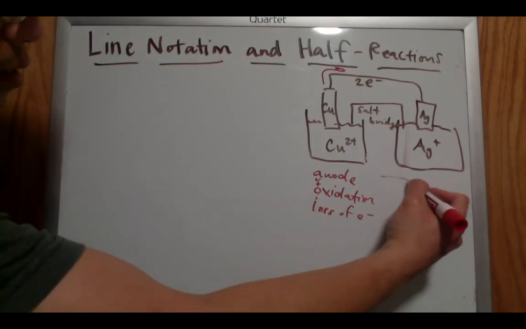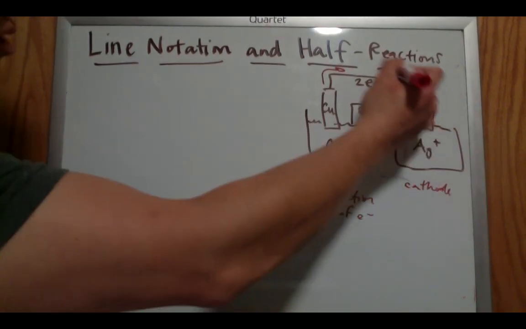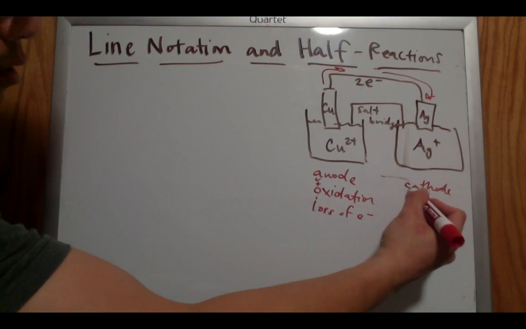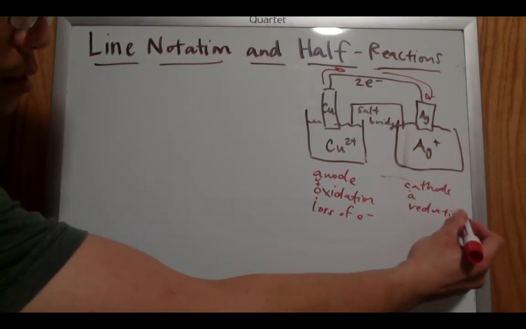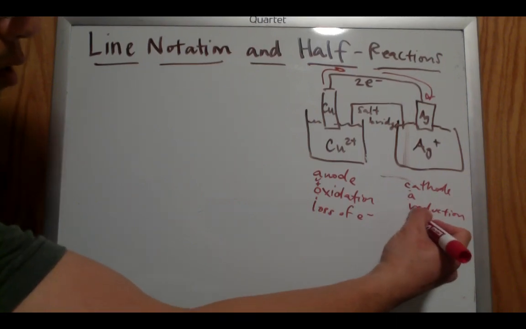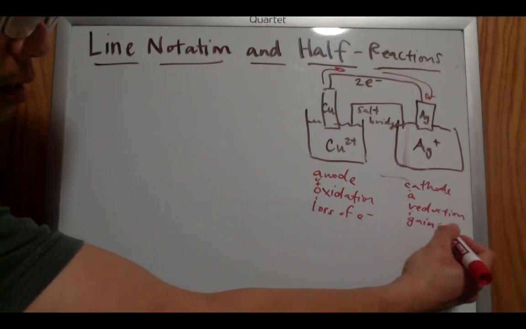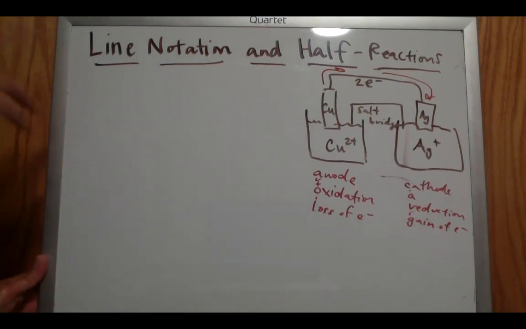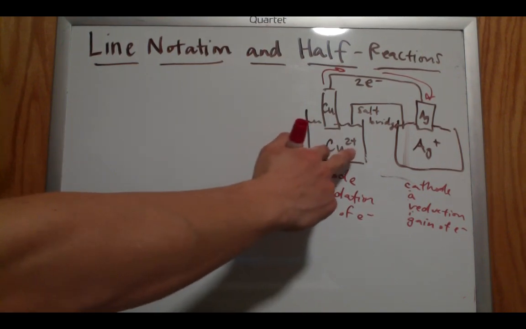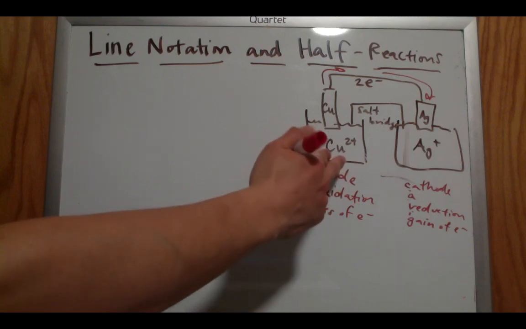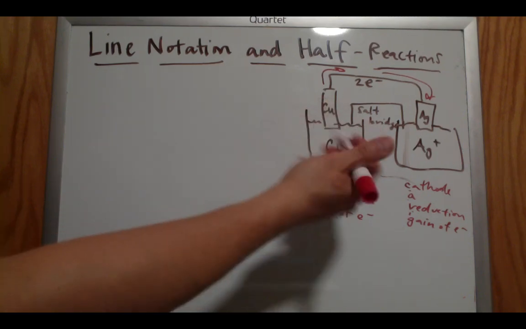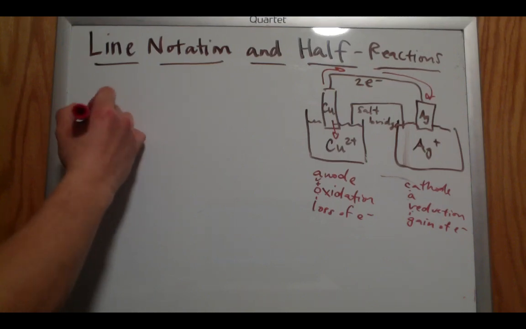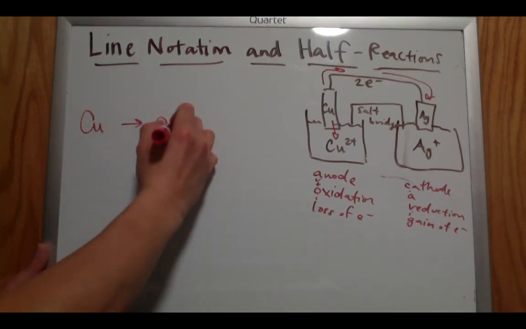That means this is the cathode, because we're gaining the electrons over here. This is reduction, just like CAR. This is where reduction happens, and we have a gain of electrons, RIG, OIL RIG, or GER, gain of electrons is reduction. When we express it in line notation, we just write these out. We need to write down this oxidation. In oxidation, the copper is becoming Cu2 plus. So we have copper becoming Cu2 plus.